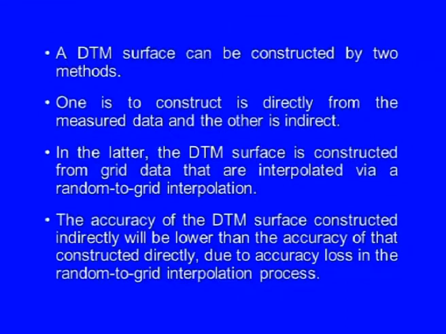A DTM surface can be constructed by two methods. One is to construct it directly from the measured data and the other is indirect. In the latter, the DTM surface is constructed from the grid data that are interpolated via a random to grid interpolation. The accuracy of the DTM surface constructed indirectly will be lower than the accuracy of the DTM constructed directly due to the accuracy loss in the random to grid interpolation procedures.